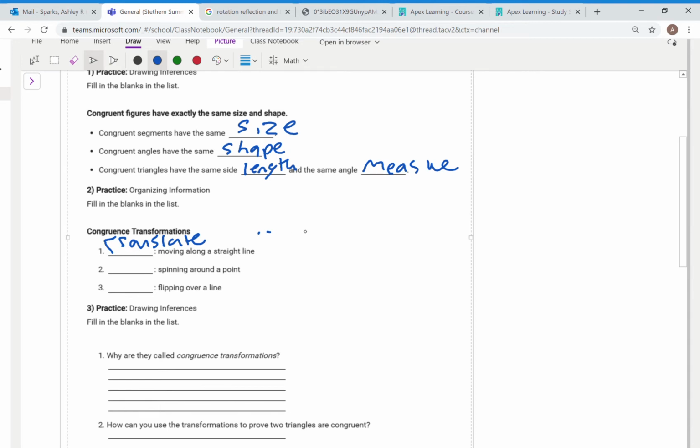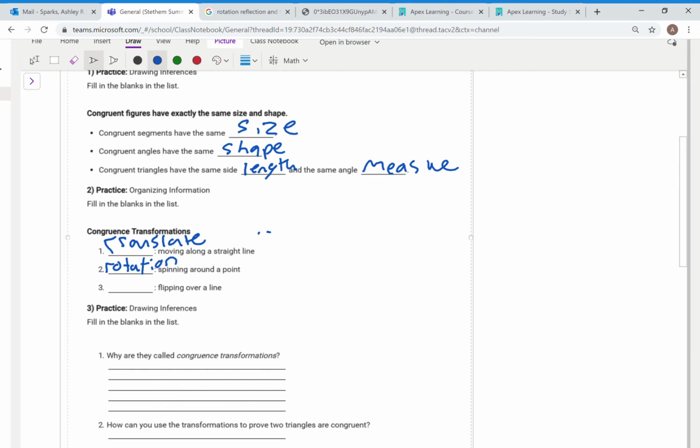The next thing we could do, we could take an image. So say I took this screen. I could flip the entire screen, or I could spin the entire screen. And that's going to be a rotation. It won't change what my screen looks like. It'll just change which direction it is.